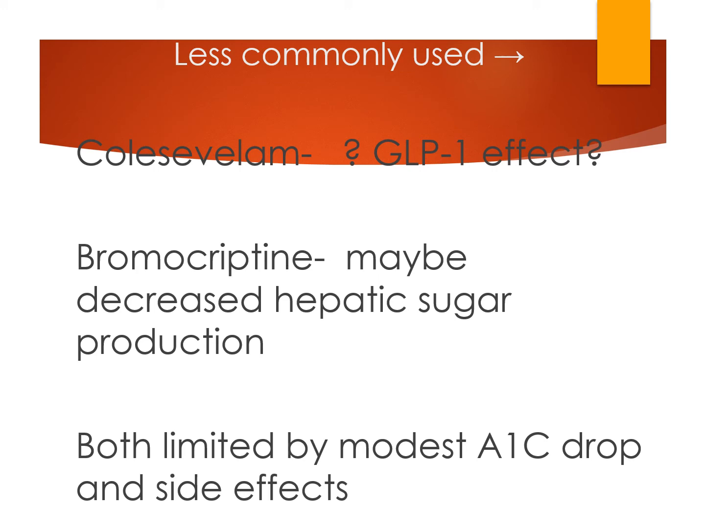Bromocriptine, which is a dopamine agonist type medicine that we use, may decrease hepatic sugar production. As I note, sometimes it has some other hormonal side effects, has a very modest benefit on the A1C. I think you're going to almost never see that used for diabetes, but it is on the list.